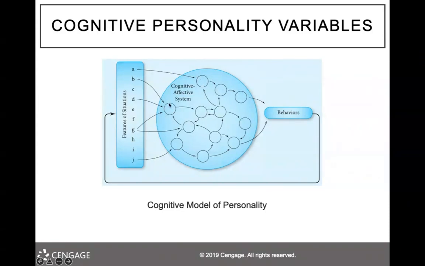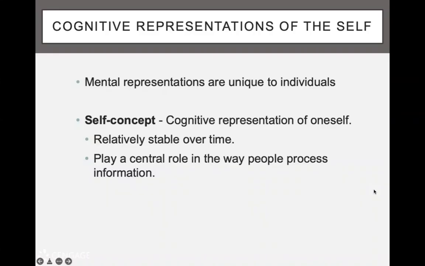So this bubble can be your expectations. This bubble can be your goals. This bubble can be your encoding. This bubble can be your values. This bubble can be your competencies. And they all feed on each other. They interact with each other. And that leads to behavior, which in turn feeds back to the stimulus.